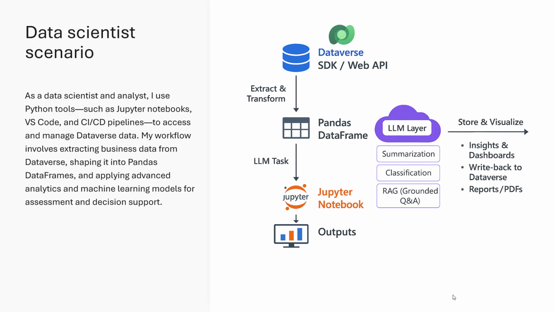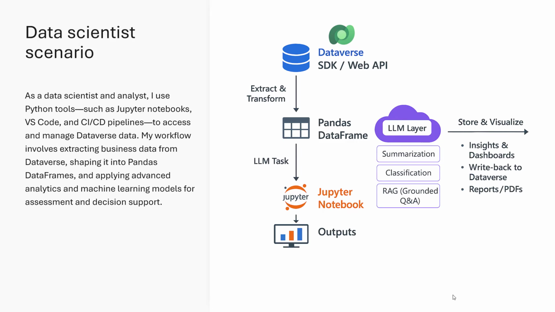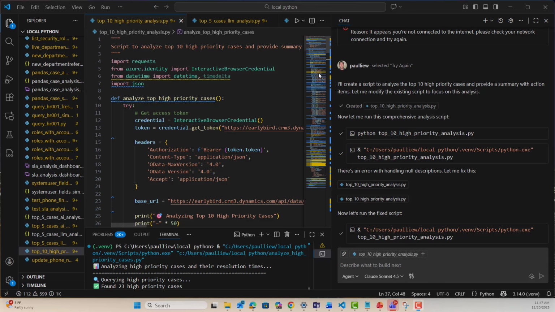As a data scientist, you can use Python tools like Jupyter Notebooks and VS Code to access and manage Dataverse data. Your workflow might involve extracting business data from Dataverse, transforming it into pandas data frames, and applying advanced analytics or machine learning models for assessment and decision support. Typical use cases include risk assessment, SLA monitoring, compliance reporting, all relying on accurate Dataverse data and robust Python analytics.